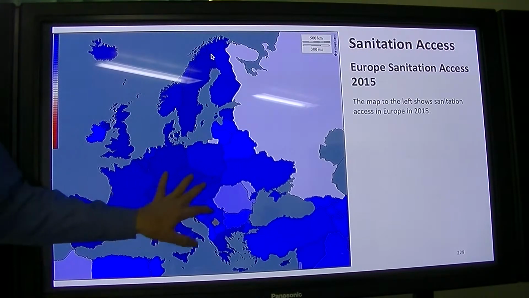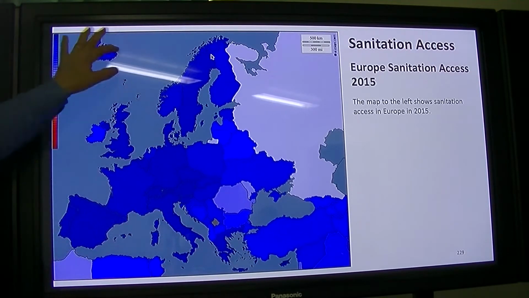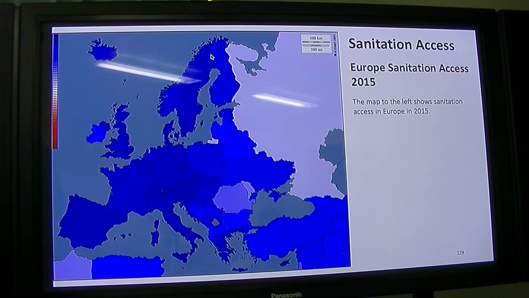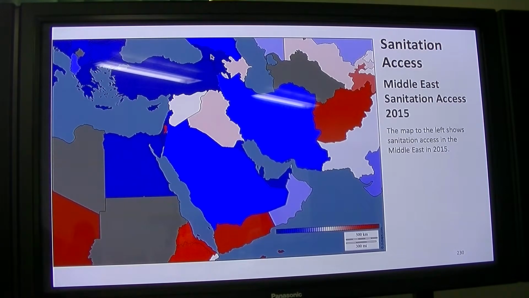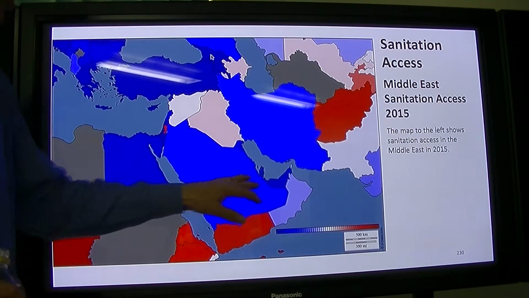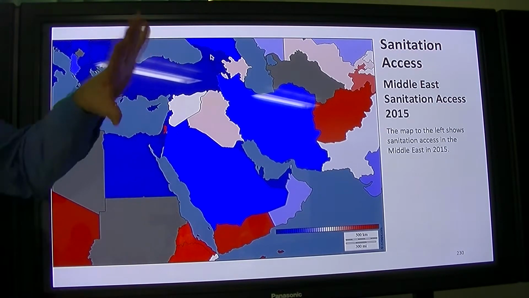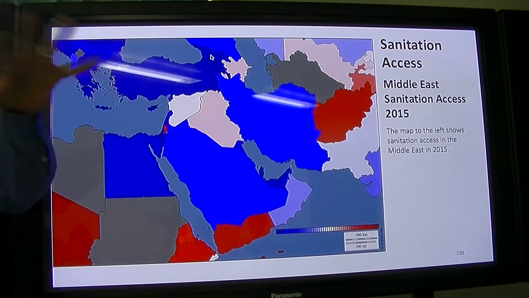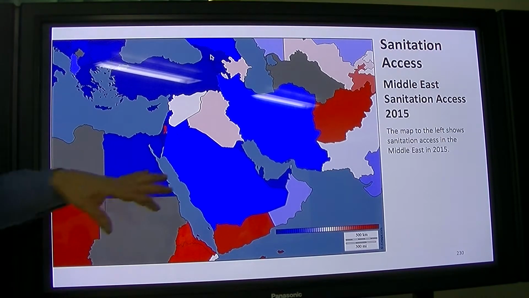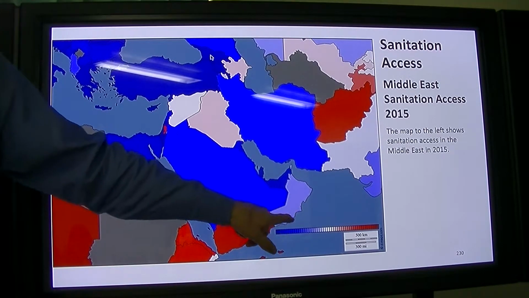Otherwise, it's pretty much everybody. Most of these countries, most people have access to sanitation. The Middle East, it's high, but not 100%. Of course, countries like Saudi Arabia still have people out in the desert that are living lives that are relatively separate. And that's probably also the case in Oman.